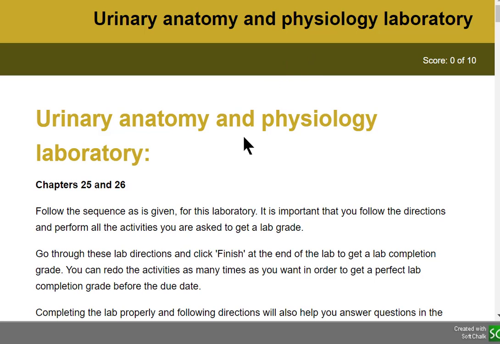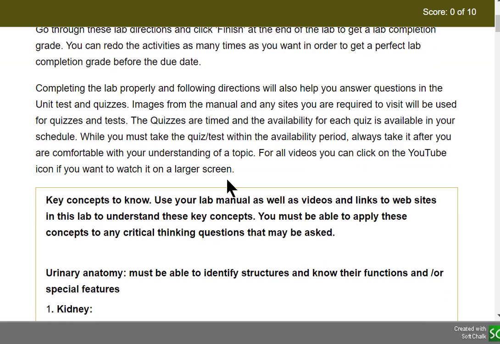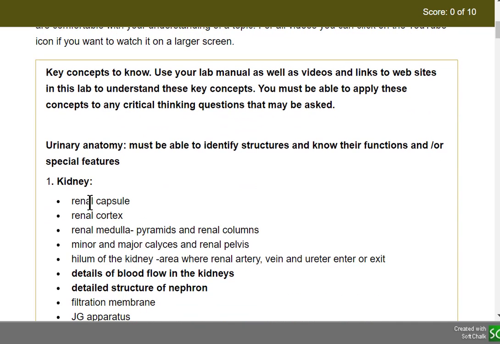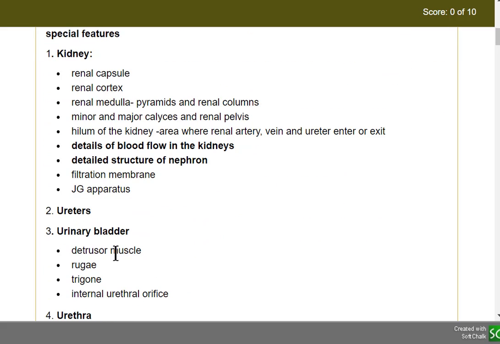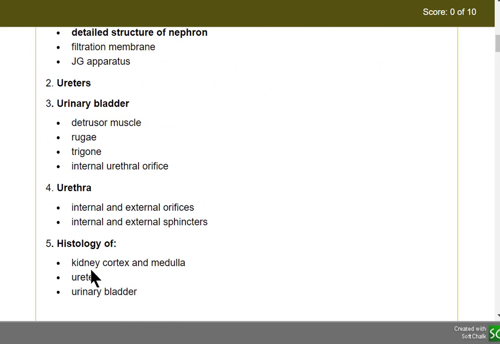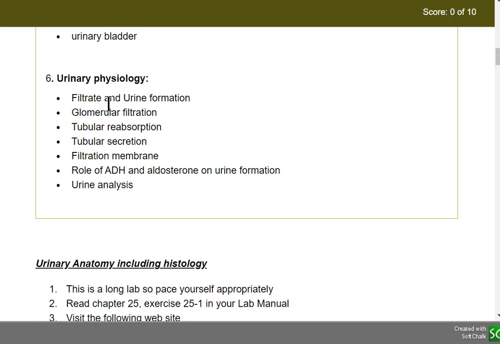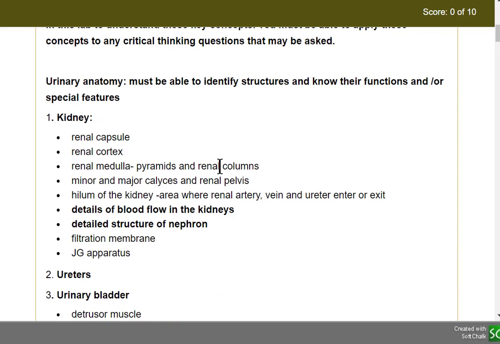For the urinary anatomy and physiology lab, you're going to read both these chapters, and these are the things you need to know. You must be able to identify on a model some of these things, and then histologically you'd look at the kidney, cortex, ureter, and urinary bladder. And then for physiology, you will read up on these things, and you will be doing an activity on a urine analysis. So let me first go over the anatomy part of it.